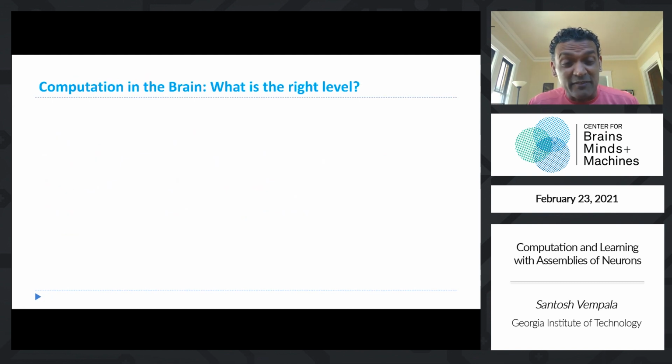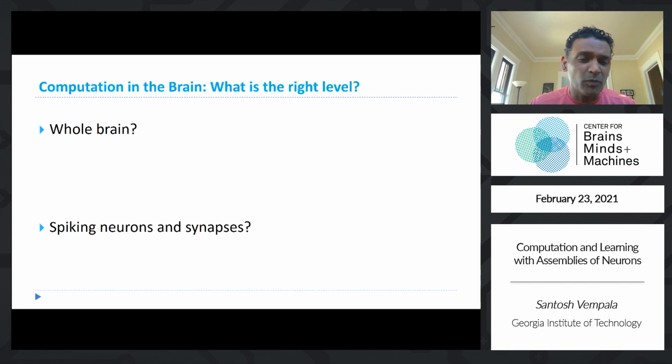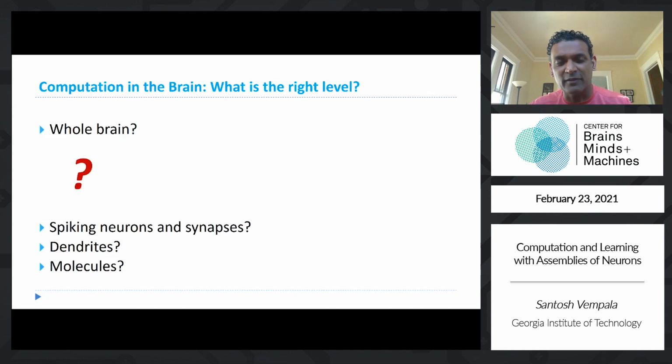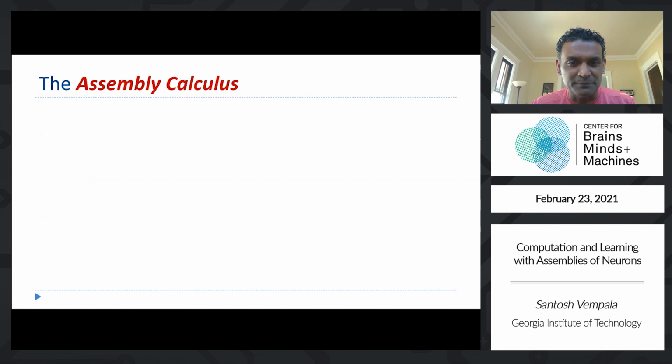And now, what is the right level? At least the next question. Are we talking about the whole brain, the entire brain as a network, as Camillo Golgi would have said? Are we talking about neurons and synapses, like Ramón y Cajal would have said, maybe that's the seat of activity? Even lower, maybe dendrites, molecules, or is it something in between the whole brain and this level of description? So this is where the assembly calculus comes in.